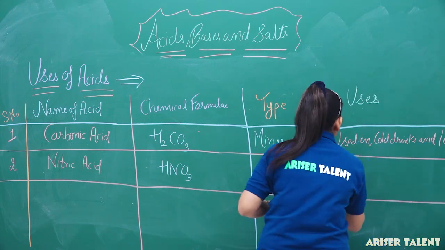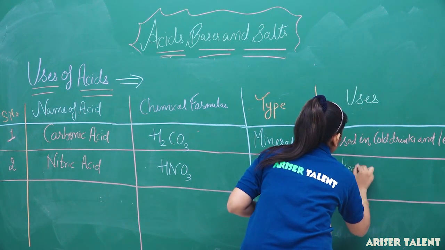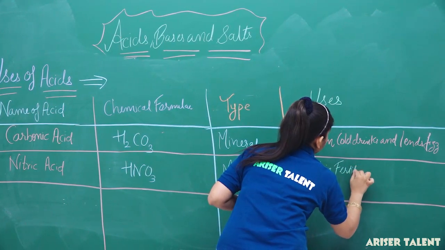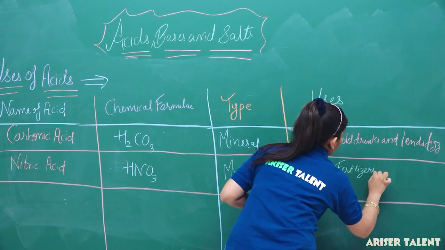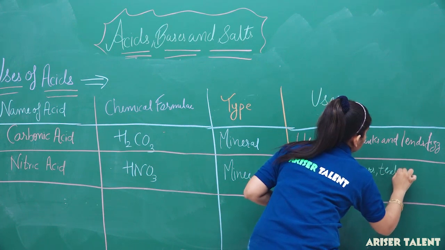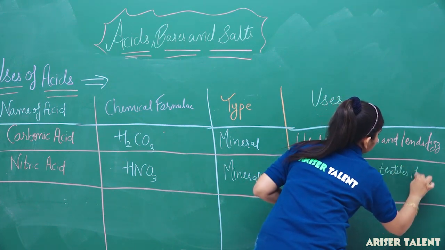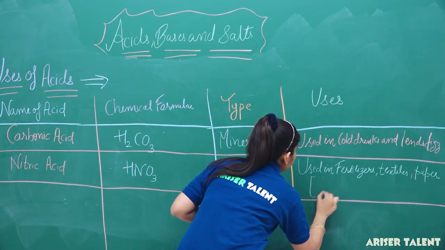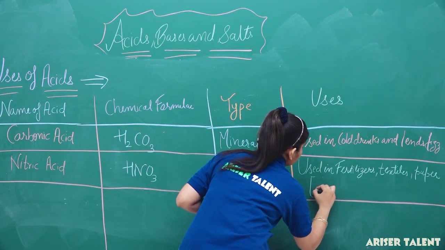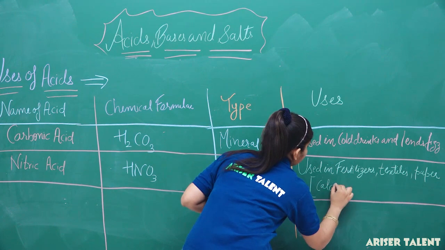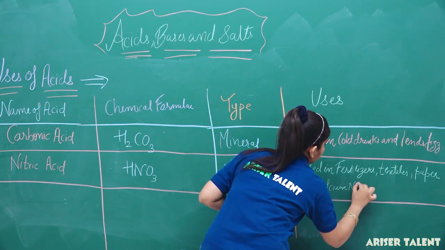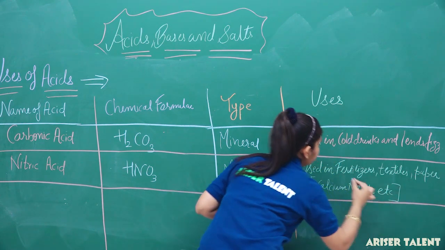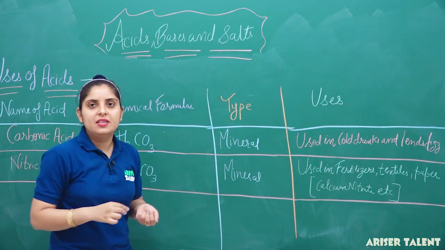So it is basically used in fertilizers, textiles, paper, and the fertilizers it is used to make is calcium nitrate, etc. So its basic use will be in the fertilizers industry.